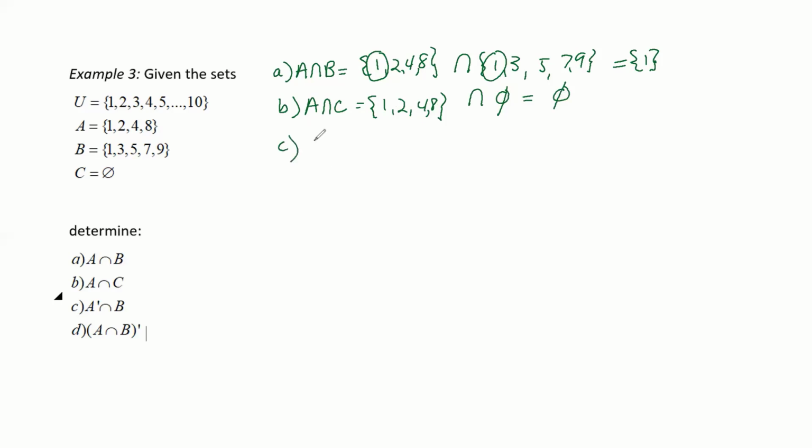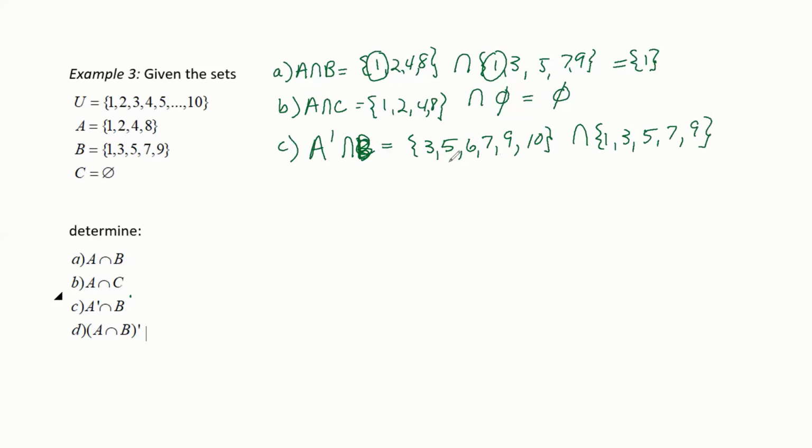C, A complement intersect B. So what's the complement of A? It's the opposite of 1, 2, 4, and 8. So it's going to be 3, 5, 6, 7, 9, and 10. And we're intersecting that. Oh, it's A complement intersect B. Thought that sounded wrong. So A complement intersect B. So we're intersecting 3, 5, 6, 7, 9, and 10, the opposite of A, with B, 1, 3, 5, 7, and 9.